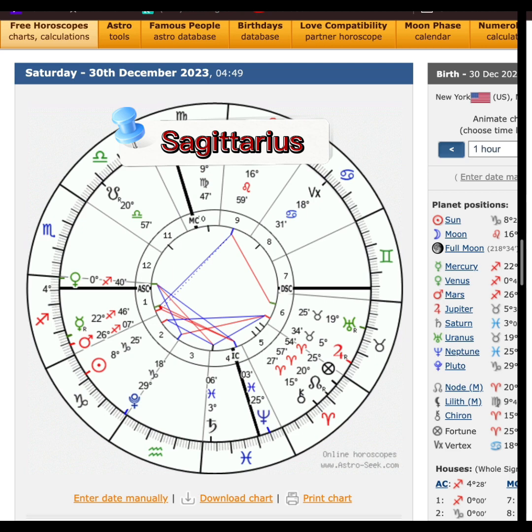We're going to do your career, health, and wealth. And then we're going to do your relationships. So let's go in there. Sagittarius. A couple things are happening, that way you understand things when I read them.